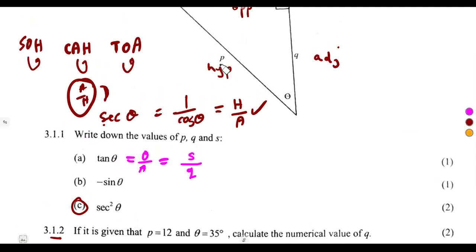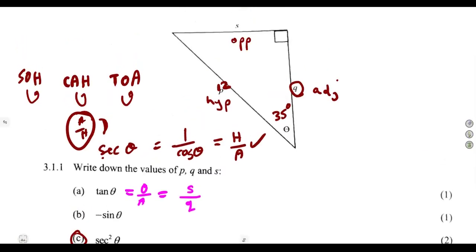They gave you that P is 12, this one. And theta, this angle, is 35 degrees. Calculate the numerical value of Q. Find the Q, this one. Given this information, find the Q. So we are not worried about knowing about this S or the opposite. We just need to focus on these two. So that's how you answer the question.